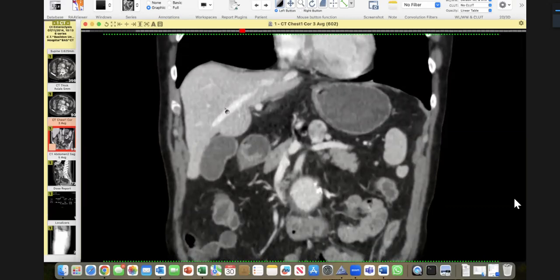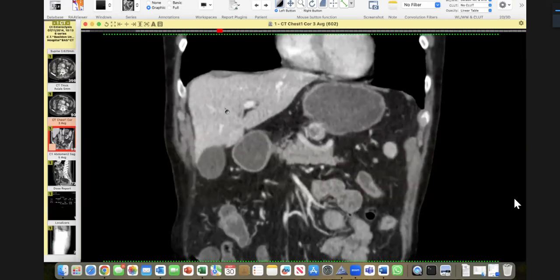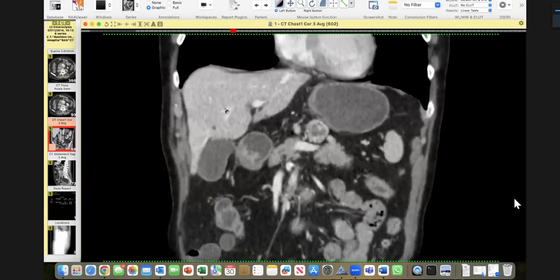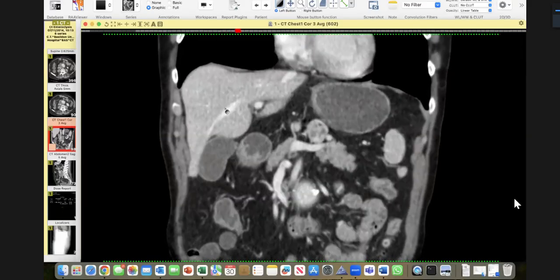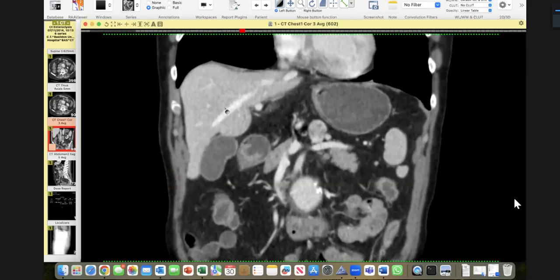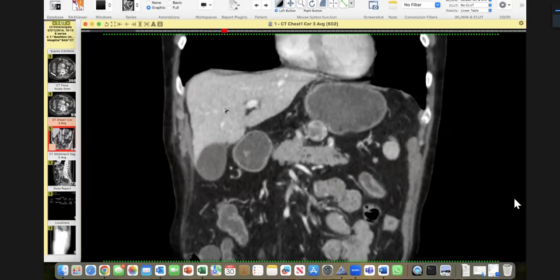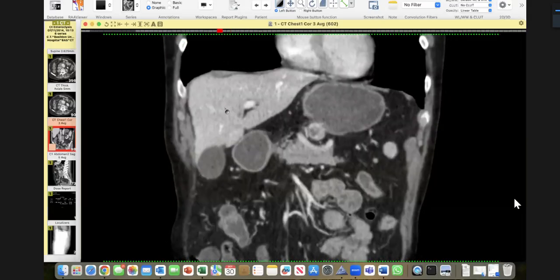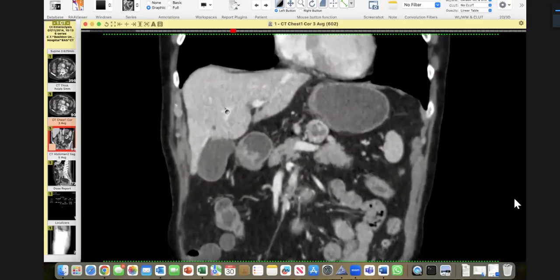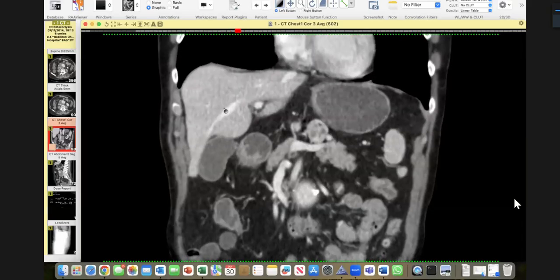I would look at other organs to look for any pathology elsewhere as well. In this, I could not appreciate any perilesional fat stranding around this lesion. Spleen and kidneys appeared unremarkable. There were few hepatic cysts. Gallbladder also does not show any signs of... Give me your final.